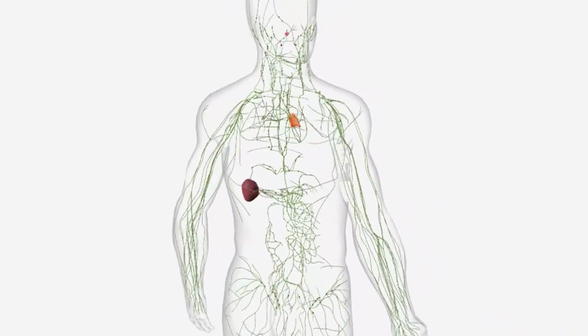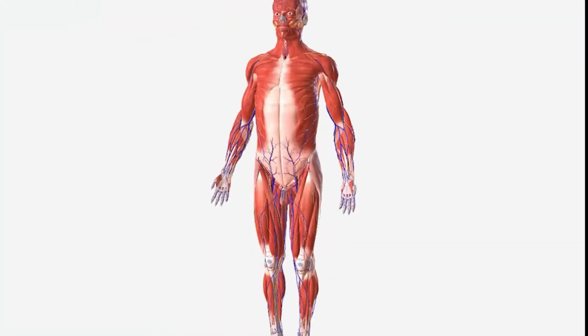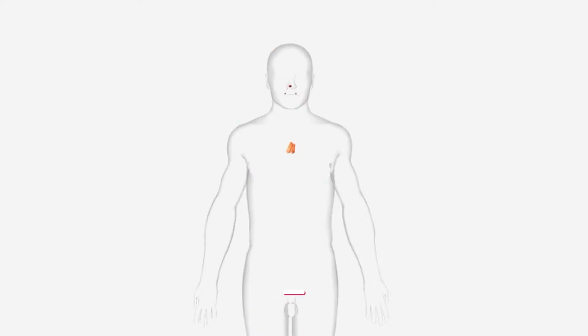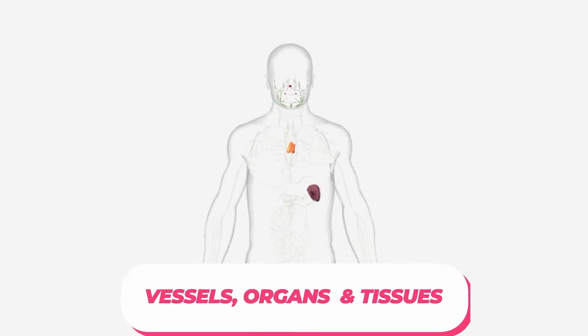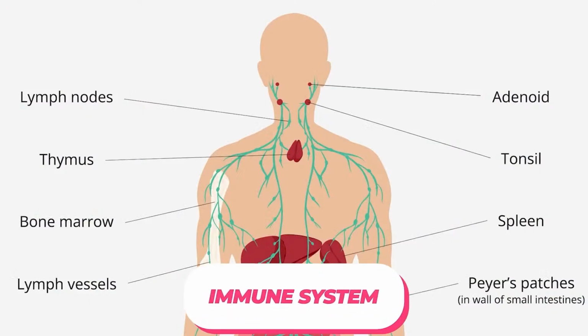The lymphatic system is a crucial part of the body's immune system and helps to protect the body against disease and infection. It is a network of vessels, organs, and tissues that help to remove waste and toxins from the body, as well as playing a crucial role in the immune system.